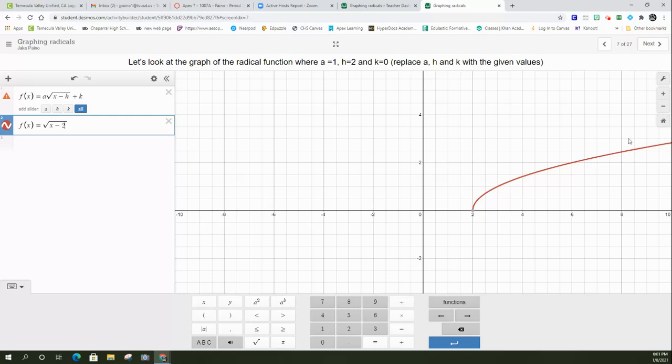Notice that it doesn't go down. Let me see if I can. Because if it did, it wouldn't be a function. It wouldn't pass the vertical line test. So we don't graph the plus or minus of the radical. We only graph the principal outputs of the radical.